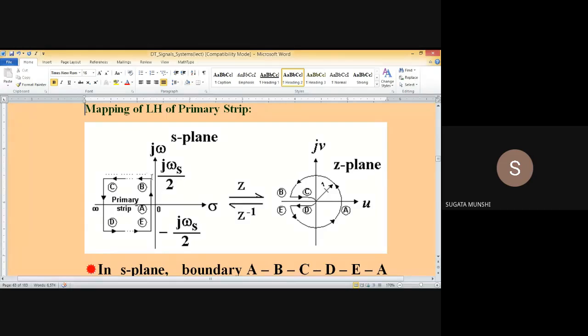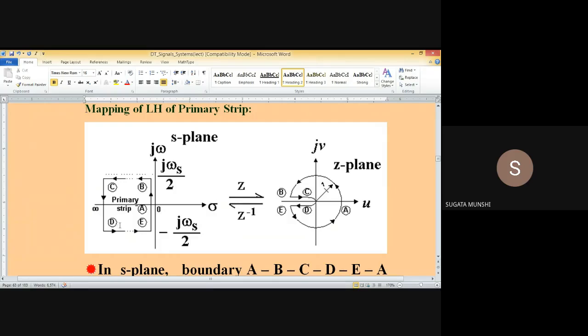Now let's have a look here. I am considering the left half of the primary strip that corresponds to n equal to 0, and obviously this is the boundary of the left half of the primary strip. The primary strip will extend from minus j omega s by 2 to plus j omega s by 2. And in this direction, it will extend up to sigma equal to minus infinity.